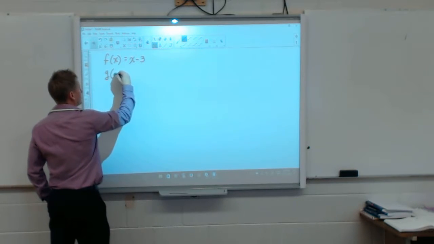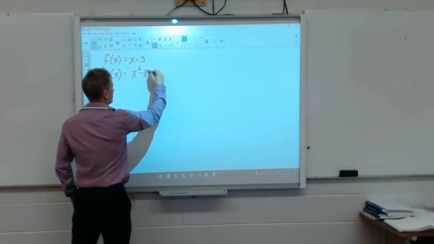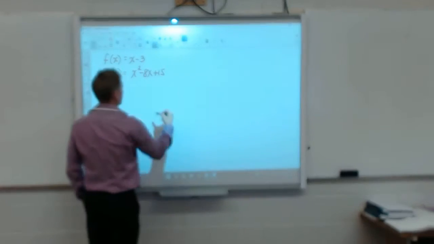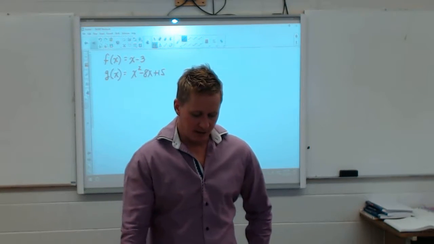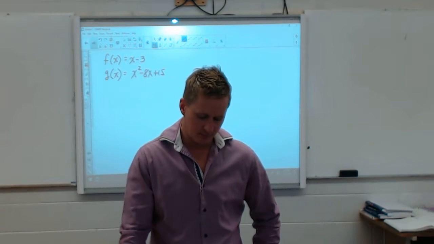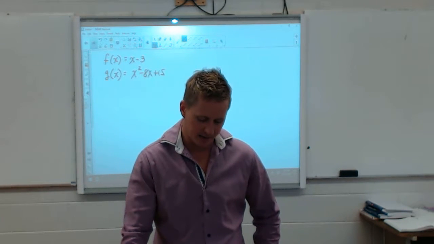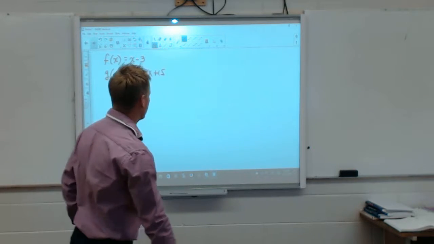What's g of x equal, please? x squared minus 8x plus 15. Okay. So, it says determine h of x, which equals f of g of x, or f times g of x, and then state the domain and range. All right, so let's start with the first part.